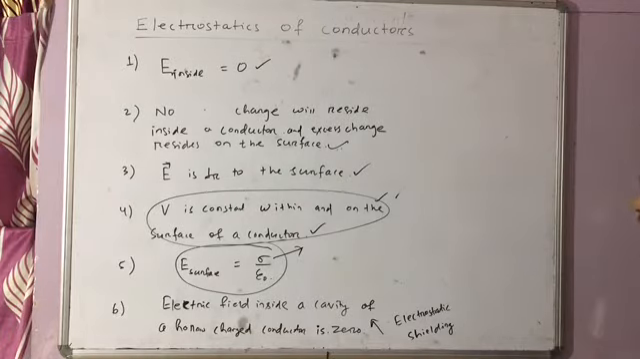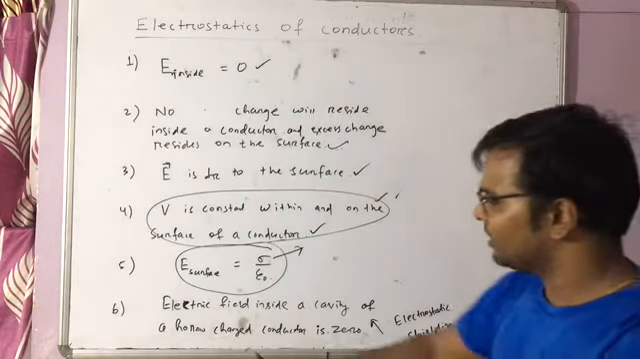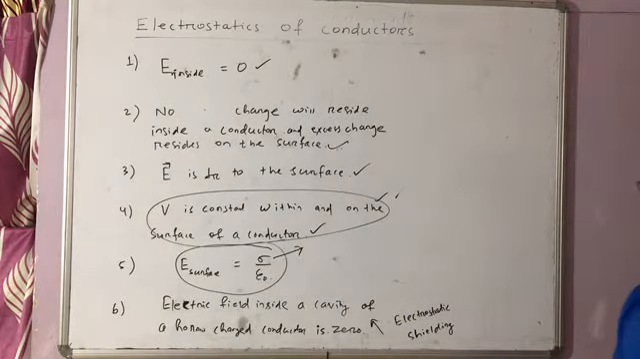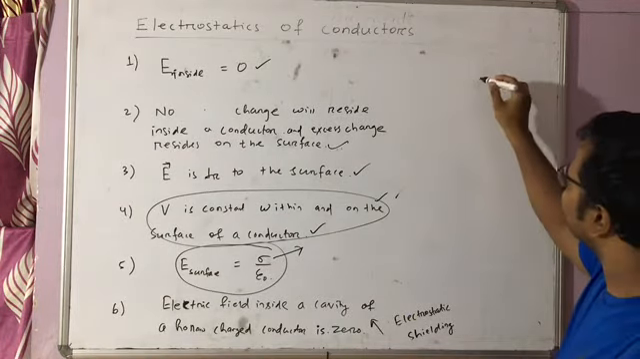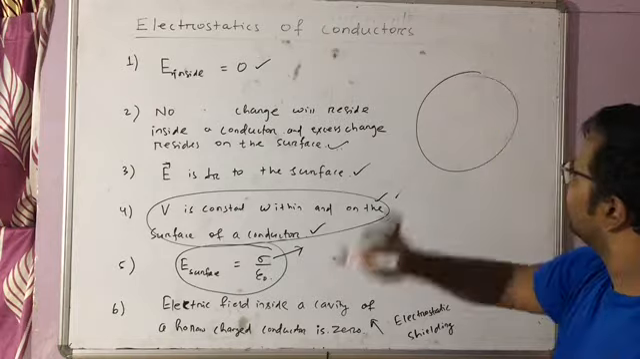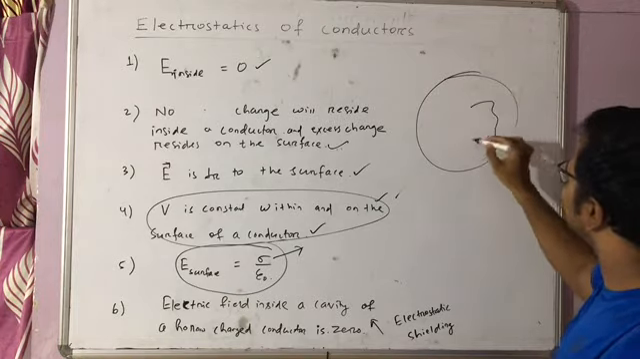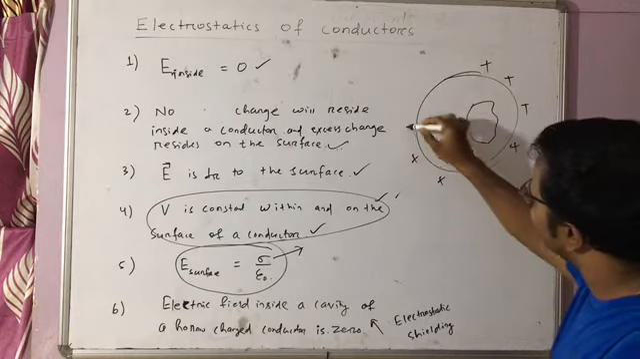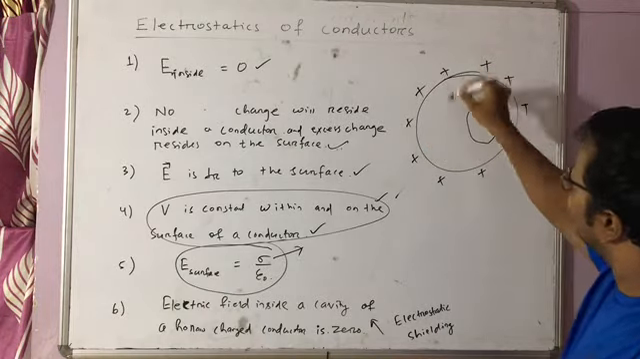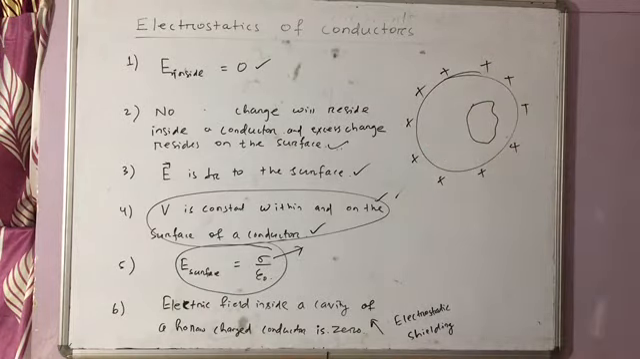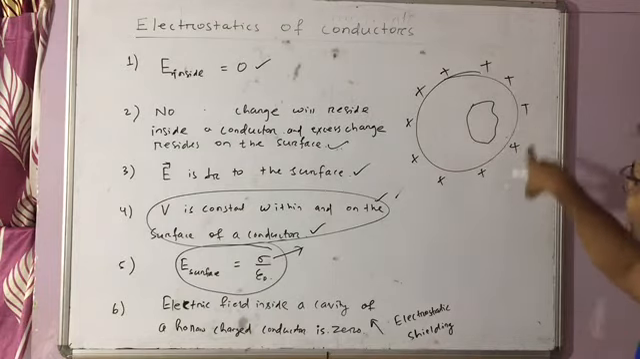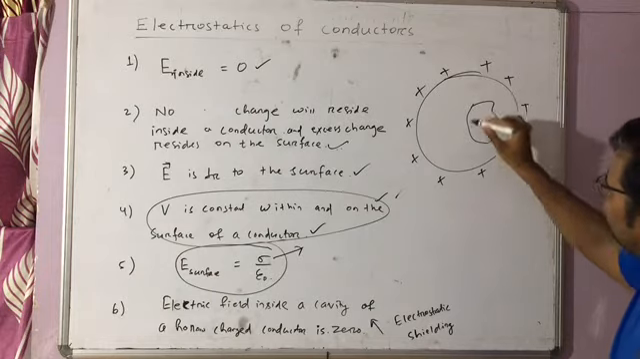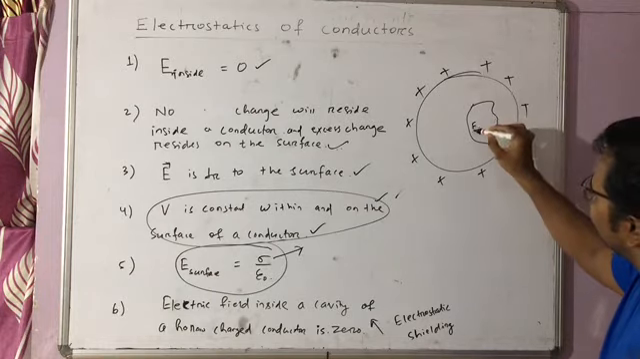That is related to electrostatic shielding. That means the electric field inside a cavity of a hollow charged conductor is 0. Suppose you have taken a conductor with some cavity and the conductor is having some charge. As it is a conductor, any charge given to the conductor will reside on its surface. Clear? So there is a cavity here. Inside this cavity, the electric field is 0.